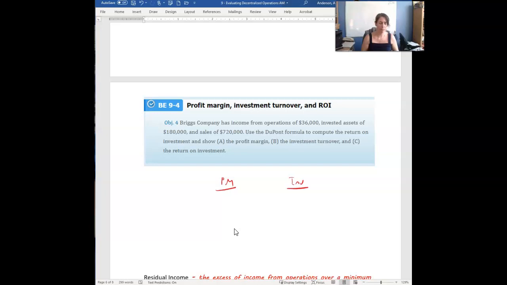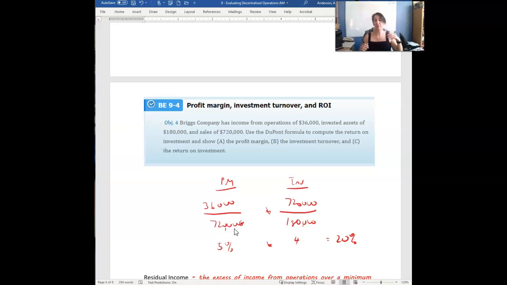So we're looking at $36,000 divided by $720,000 for the profit margin, which is actually 5%. And the investment turnover is $720,000 divided by $180,000. I don't finish my zeros. And that winds up being 4. So you're looking at a 20% return on investment.